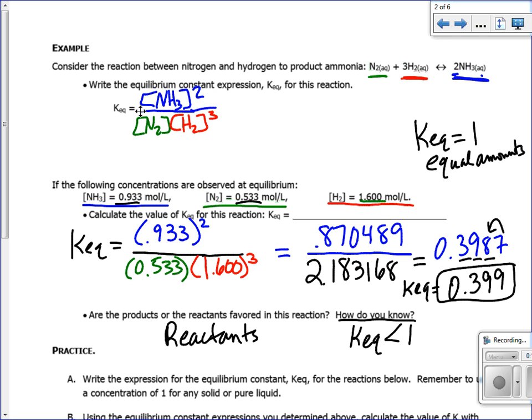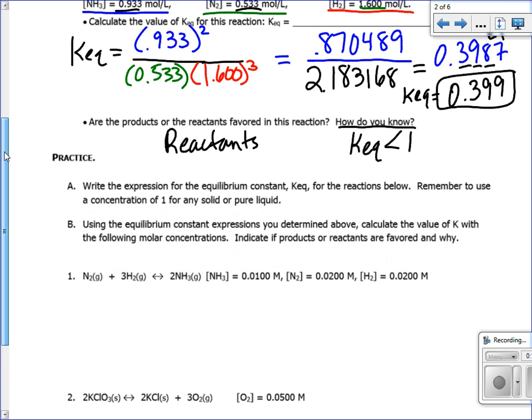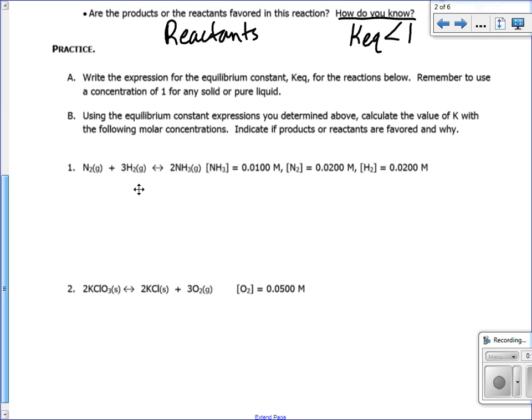Okay? So what I'd like you to do for the next 10-15 minutes is start the practice. Now, be cognizant of, say, number 2 here. Number 2, what do we need to consider first in writing our expression? Gases and the liquids, pure liquid. Number 2 might throw you for a loop, because what do we need to look for before we write out our expression?